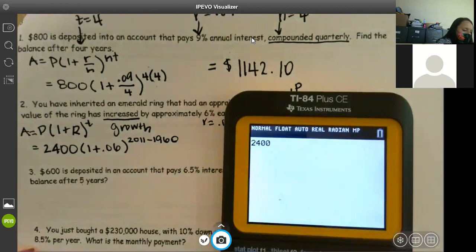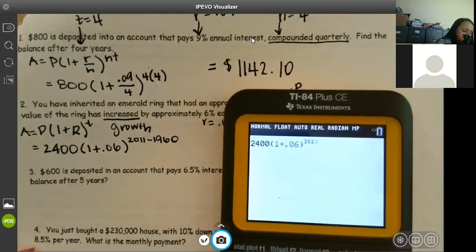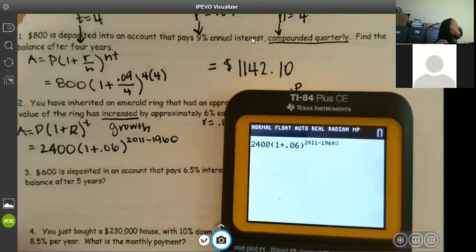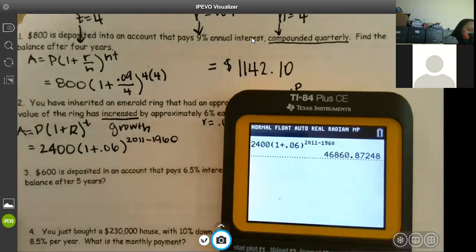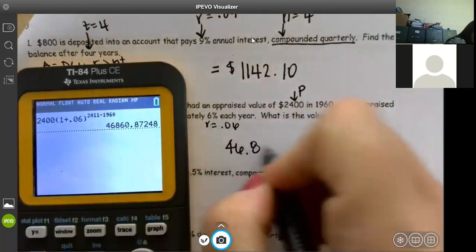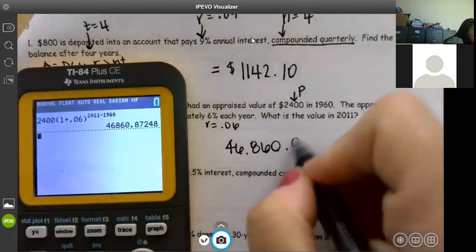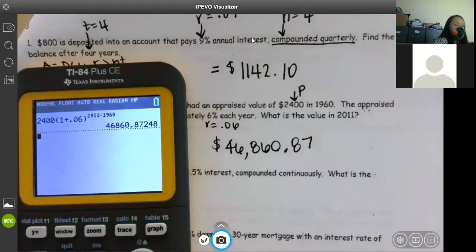I'm okay with that. 2,400 times (1 plus 0.06) to the 2011 minus 1960. And your calculator will do all the work for you, and it's perfect. What do we get? Round like money. 0.87. I don't care if you don't put commas. Commas or not, it doesn't bother me. So the value of that ring in 2011 will be $46,860.87. All right. Everybody good? All right. Check out your next one.